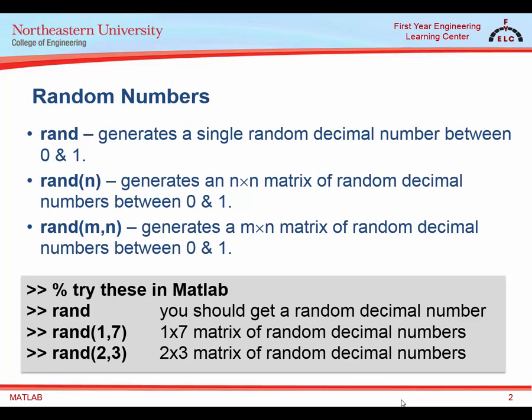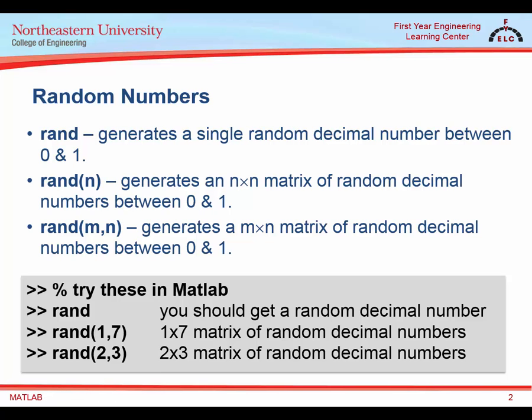Random Numbers is a function in Matlab that generates a single random decimal number between 0 and 1. You can make matrices, an n by n matrix or an m by n matrix, depending on the size of the matrix of random numbers that you'd like to generate.